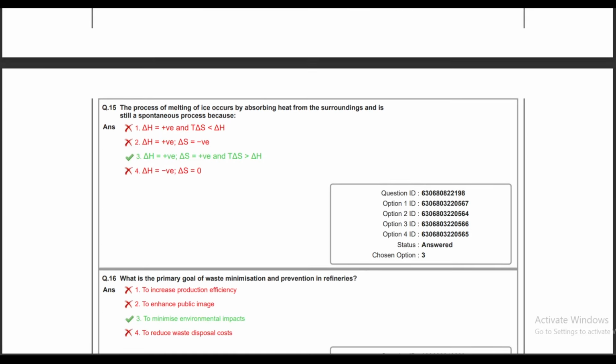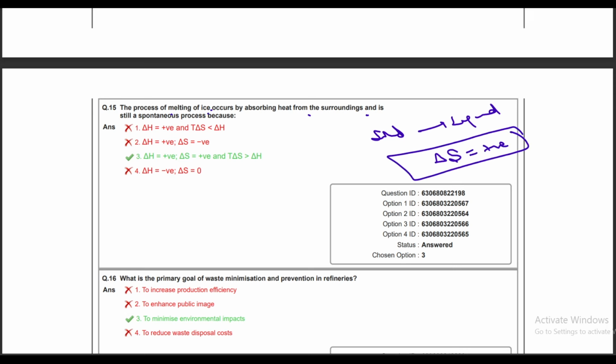In the next question, the process of melting of ice occurs by absorbing heat from the surroundings and is still a spontaneous process. So this question is actually very easy. You can see there is a melting of ice. It means ice is converted from solid to liquid. So entropy is increased. If entropy is increased, the change in entropy value will be positive. Clear? And delta S is positive only in the third option.